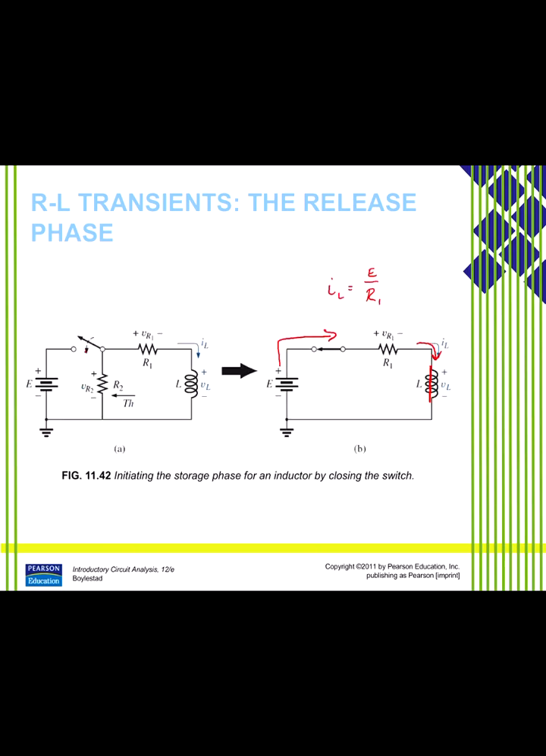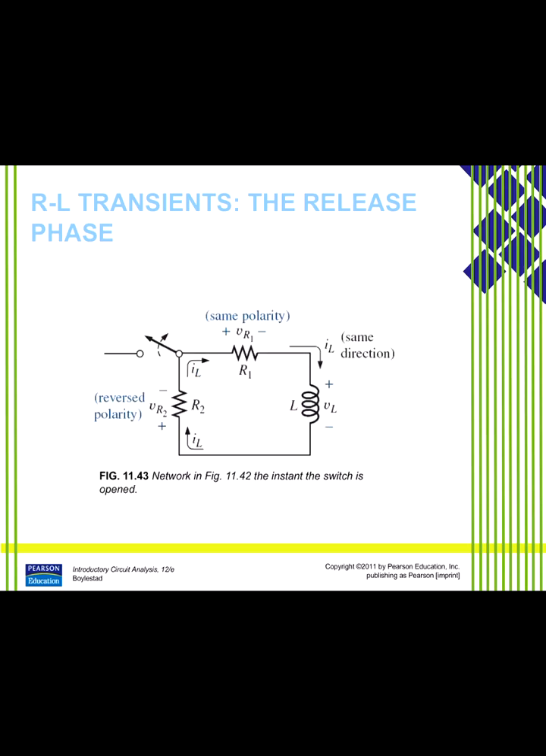However, when we go to release that energy and we open the switch, we're then going to force that I sub L, or E over R1, back up through R2 and through R1 and so on. Okay, so this will be the path for current. So let's look at that circuit and what's going on.